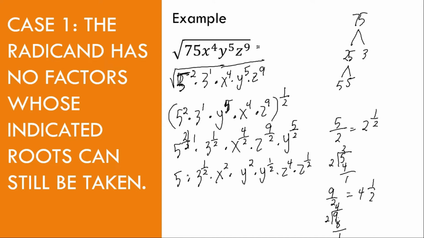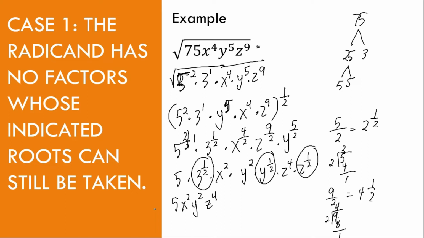Okay, pag sama-samahin na natin yung may whole number na exponent doon sa fraction na exponent. So, we have 5, kasi 1 yung exponent niya, tapos x squared, tapos y squared, then we have z raised to 4, tapos yung ating mga exponent na fraction. So, first one, we have 3 raised to 1/2, y raised to 1/2, and z raised to 1/2.